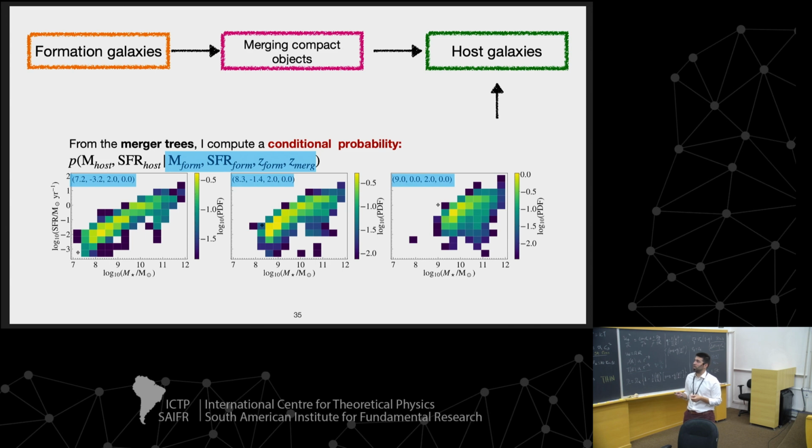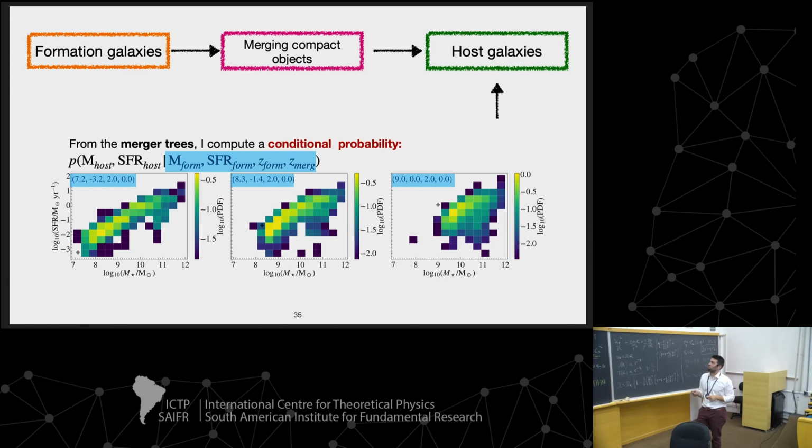Let me be clearer. Let's take this galaxy that formed at redshift 2 and merges in the local universe. The initial mass is 10^7, and the initial star formation rate is 10^-3. This is in log. This is the position of the formation galaxies in this plane. If you inject in this galaxy a compact object that forms at redshift 2 and merges at redshift 0, the final host galaxy is within this space, and the probability is not uniform, but comes from the merger trees.